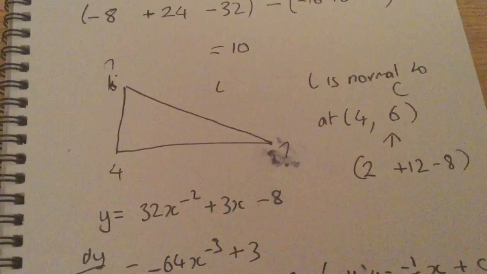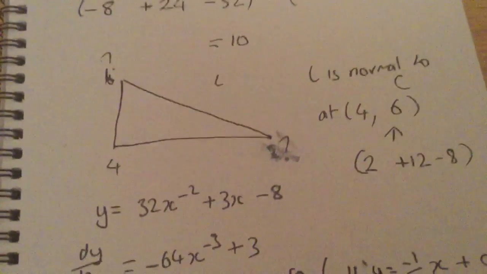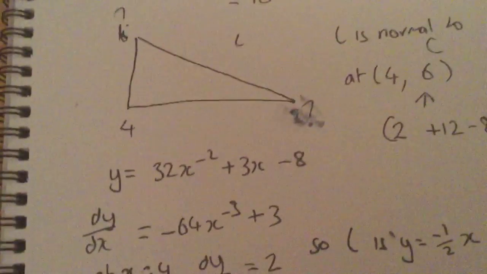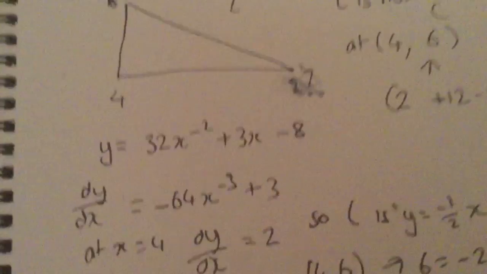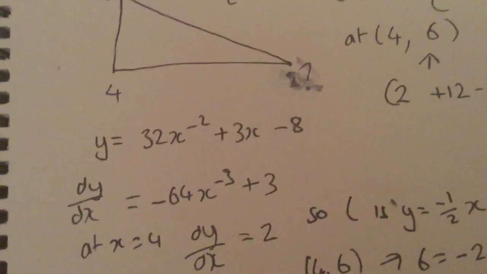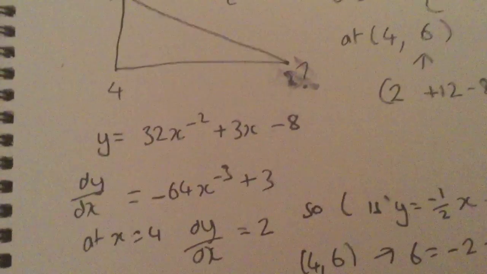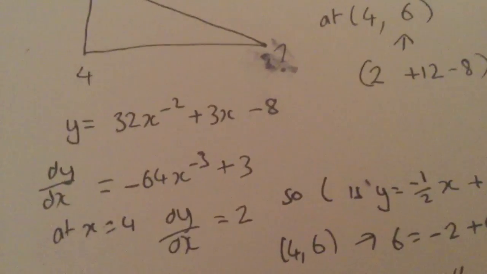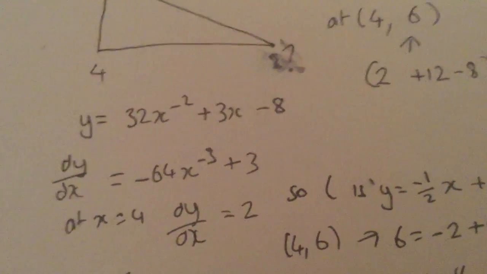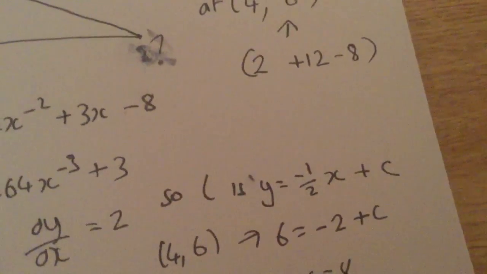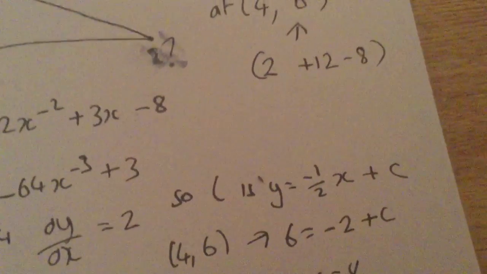Well, I need to find out the equation of L. And L is a normal to the curve at x equals 4. So if I differentiate and substitute 4 into it, I get the gradient of the curve at that point. And then I just use the fact that the line is normal, perpendicular to the curve, so its gradient will be the negative reciprocal. We substituted 4 into dy/dx and got that dy/dx was 2 for the curve. So the gradient of the line, which is perpendicular to that, would have to be minus a half.